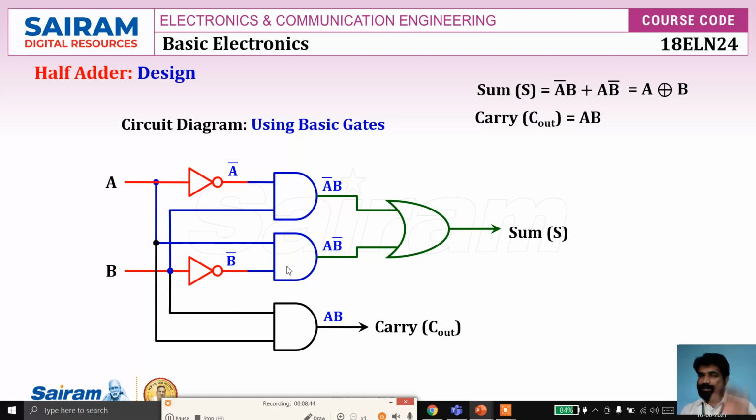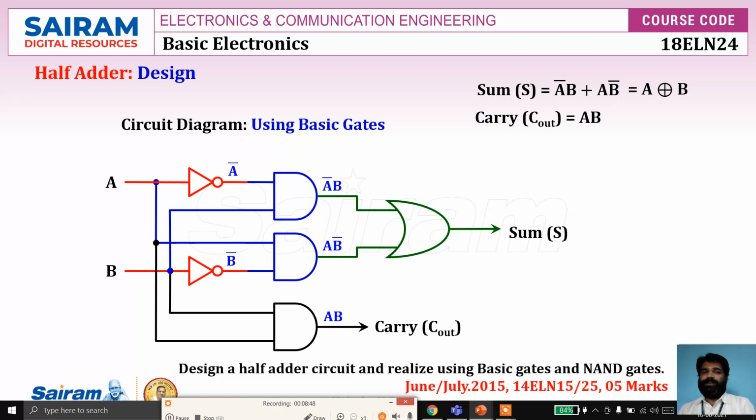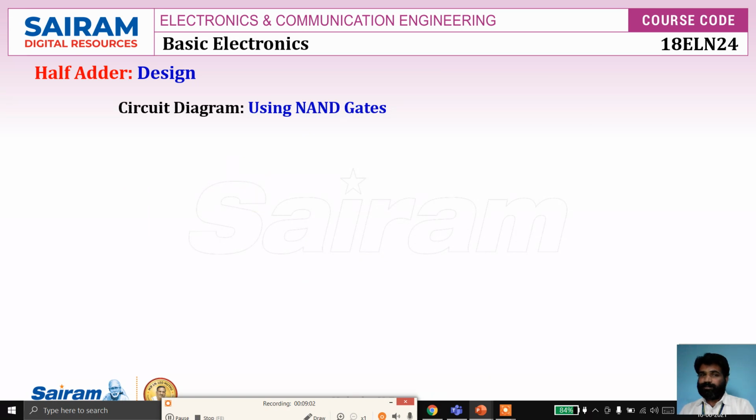See the diagram, it has only AND, OR and NOT gates. See, the question is up here: design half adder circuit and realize using basic gates and NAND gates. Now I am going to explain how to realize using NAND gates. So this is the sum expression. Remember, if you are going to implement using the NAND gate, the expression should not contain the sum operation. So we have to remove this sum operation.